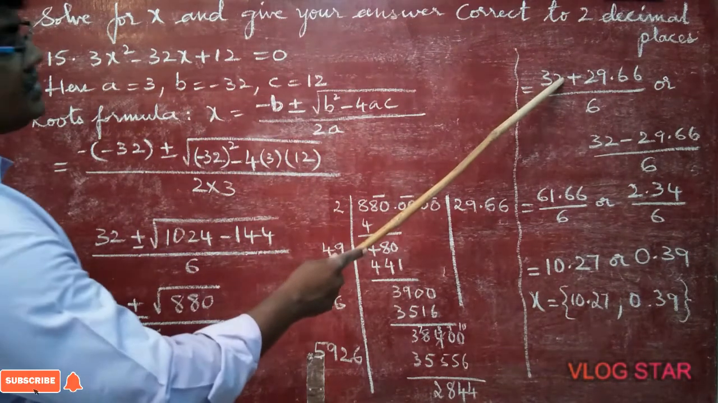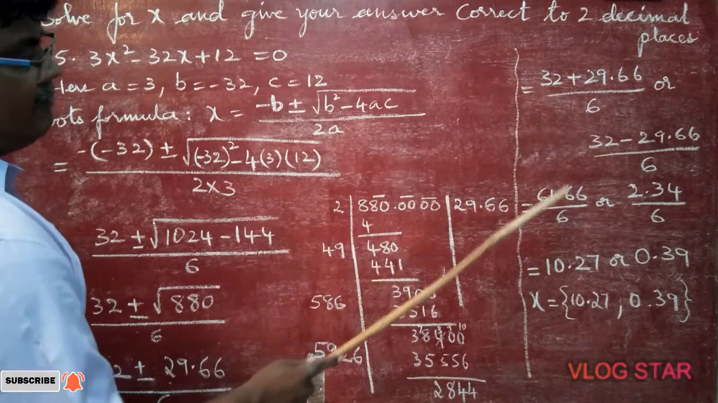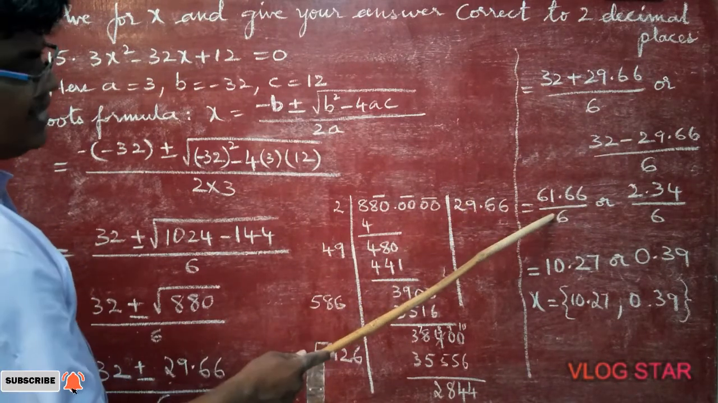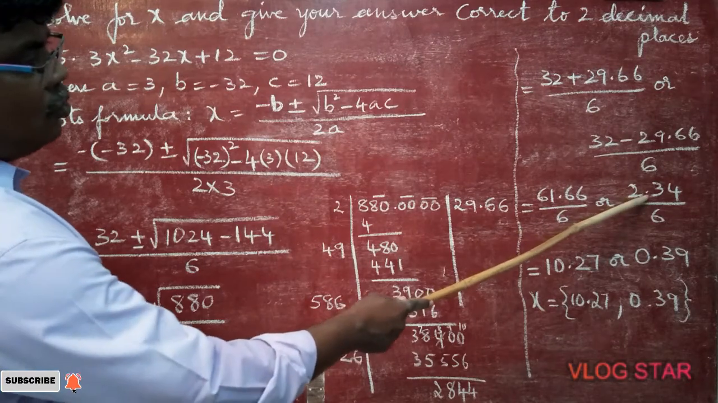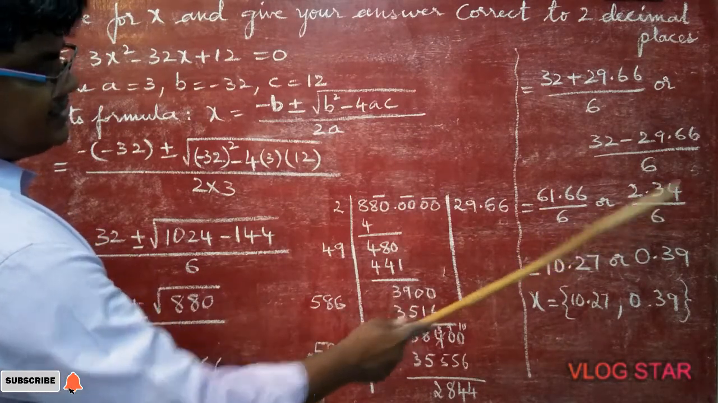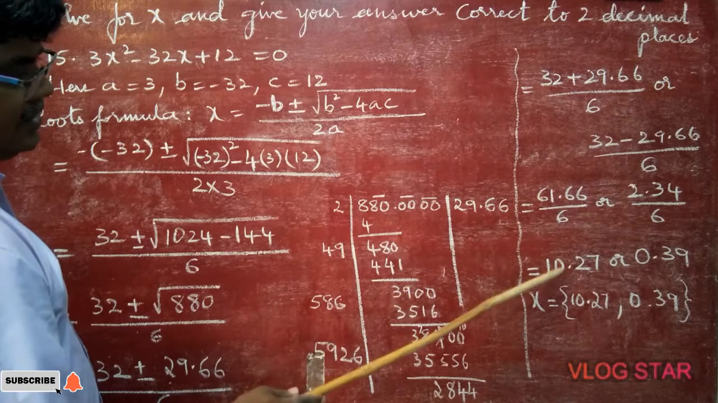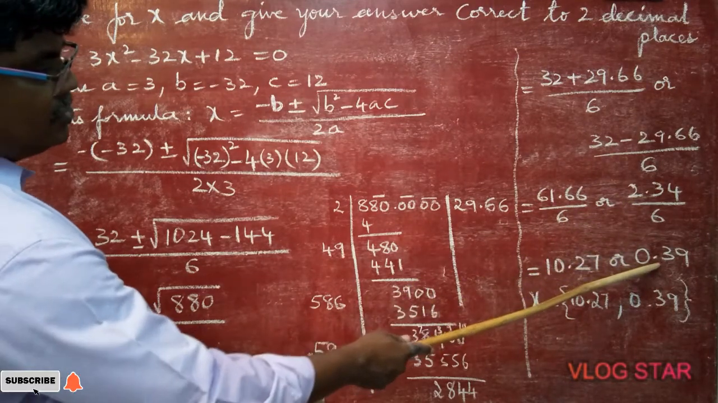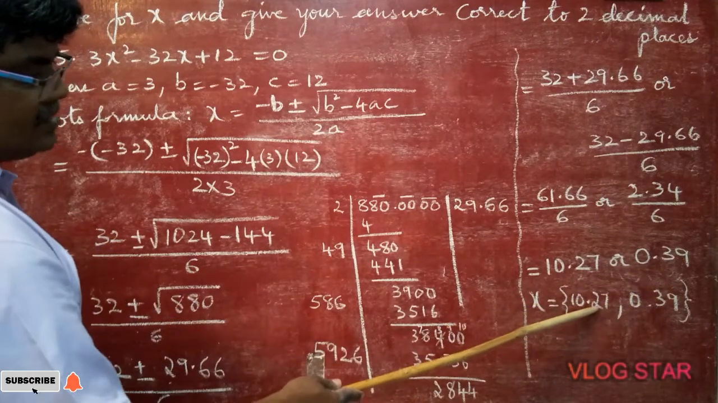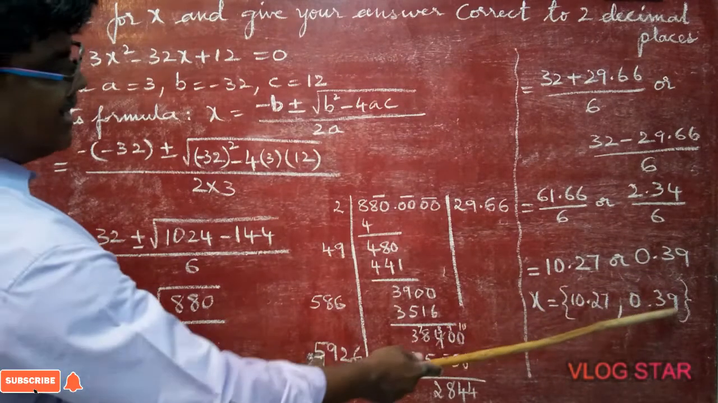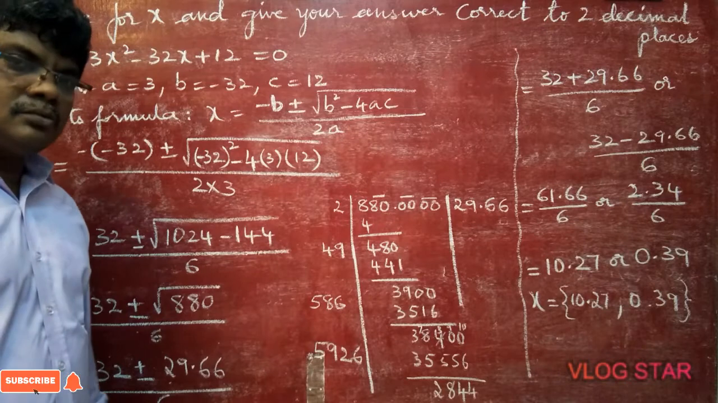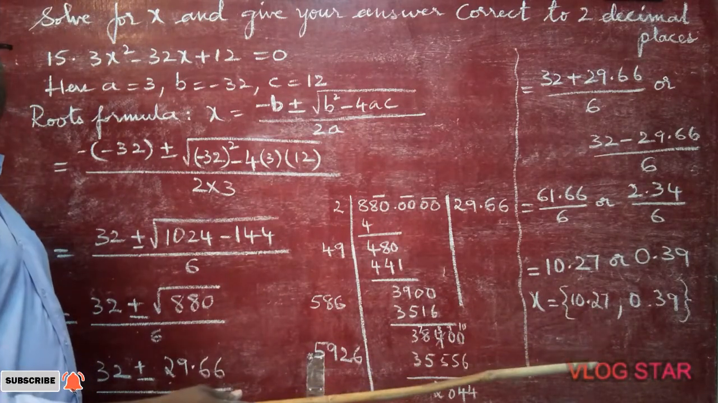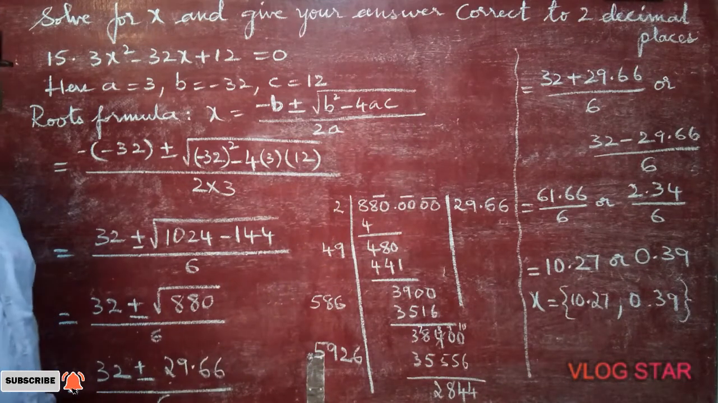Now 32 plus or minus. One time you take plus, another time you take minus. When you take plus, 61.66 came; divided by 6, 10.27. When you subtracted, 2.34 came; divide also by 6, 0.39. They asked 2 decimals only. If they ask 3 decimals, you have to go for one more. Are you able to follow? If they ask only 1 decimal, 1 decimal you have to write. See the question and answer.